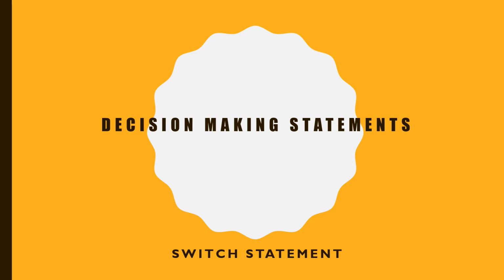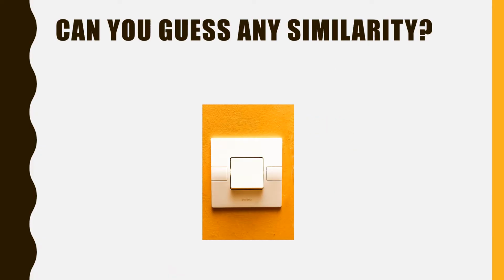Hi to everyone. In this video, we are going to discuss one of the decision making statements called the switch statement. Before discussing the switch statement, can you guess any similarity between the switch that we are using to turn on the light and the switch that we are going to use in our programming languages?